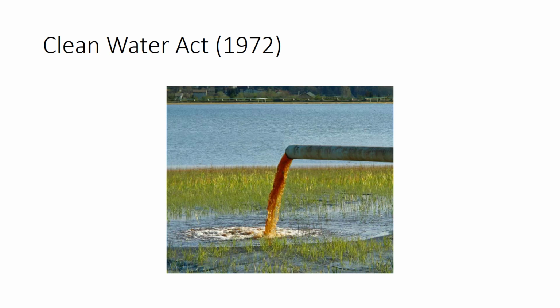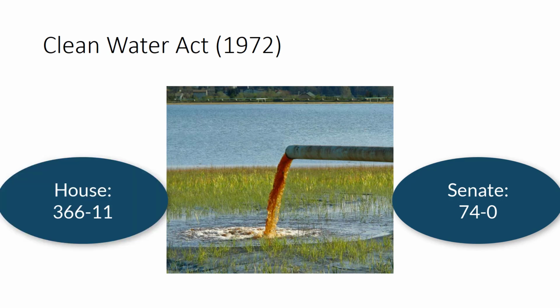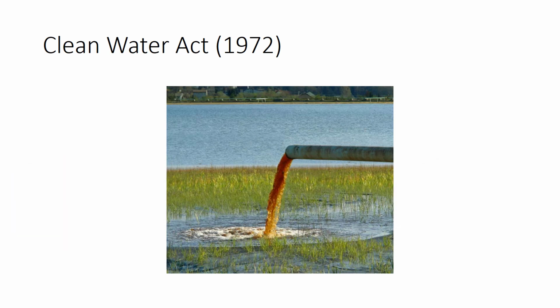After meeting 40 times between May and September of 1972, the House-Senate conferees produced a final bill that passed the Senate by 74-0 and passed the House by 366-11. However, even this compromise bill was considered too stringent by Nixon, and in a tactical move, he vetoed the bill on October 17th, the day Congress was scheduled to adjourn for the year.